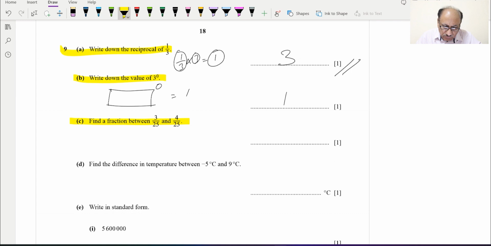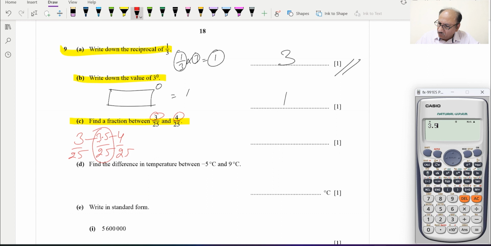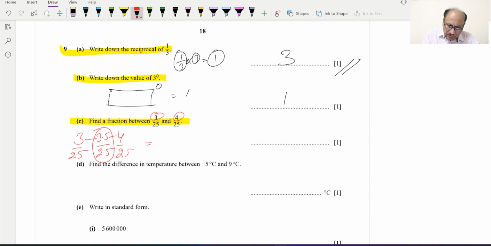Then find the fraction between 3 by 25 and 4 by 25. What we can do is take the 3 and 4 values, and in the middle we can take 3.5, divided by 25. So this will be the in-between value, which we can check with the calculator. 3.5 over 25 gives us 7 by 50. So our answer will be 7 by 50. This is a 1 mark question.